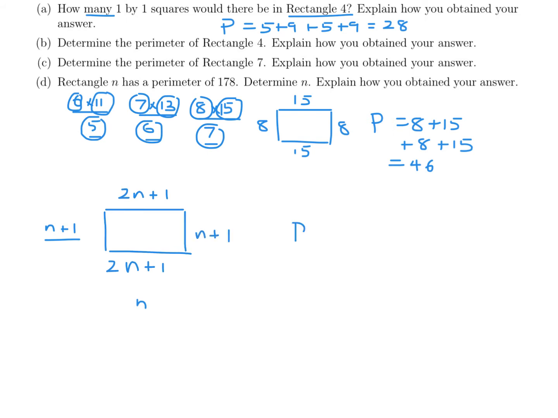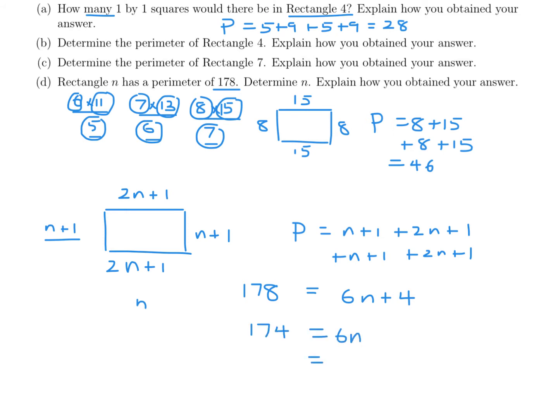So the perimeter would be n plus 1 plus 2n plus 1 plus n plus 1 plus 2n plus 1, correct? And that is, what is that? 1, 2, 3, 4, 5, 6. So 6n plus 4. And 6n plus 4, they are telling you, is 178. So there you go. There's the math equation that this question leads to. And then you just have to solve this. So this is 174 is 6n. And therefore n, I believe, is 29. And that completes number 1.